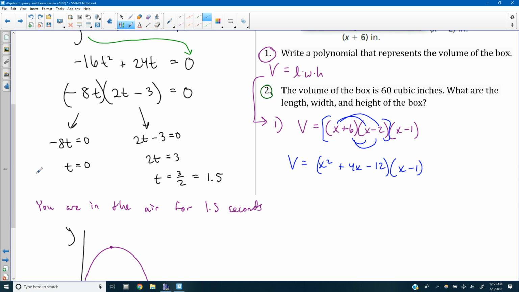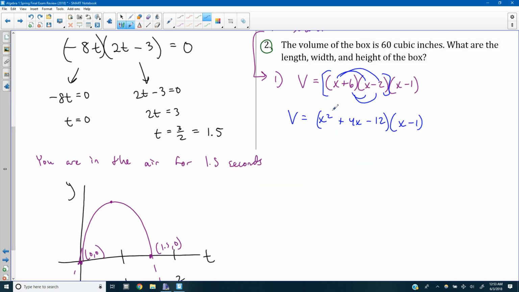Now we got to, kind of distribute this thing out. Get it back in this purple again. X squared times x is x cubed. X squared times negative 1 is negative x squared. 4x times x is 4x squared. 4x times negative 1 is minus 4x. And then we got the negative 12 multiplying with x, and the negative 12 multiplying with negative 1. That's a plus 12. So this is what volume equals.